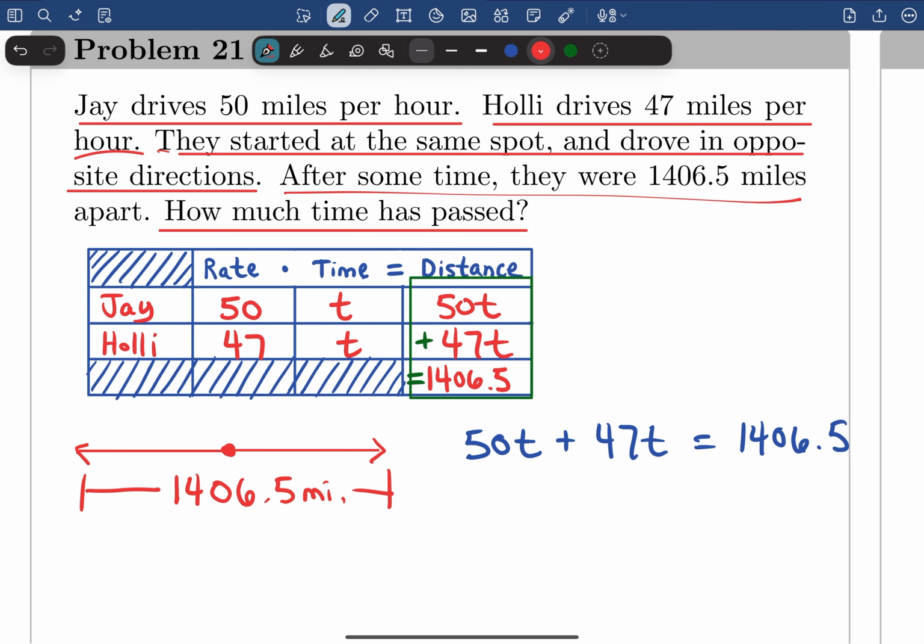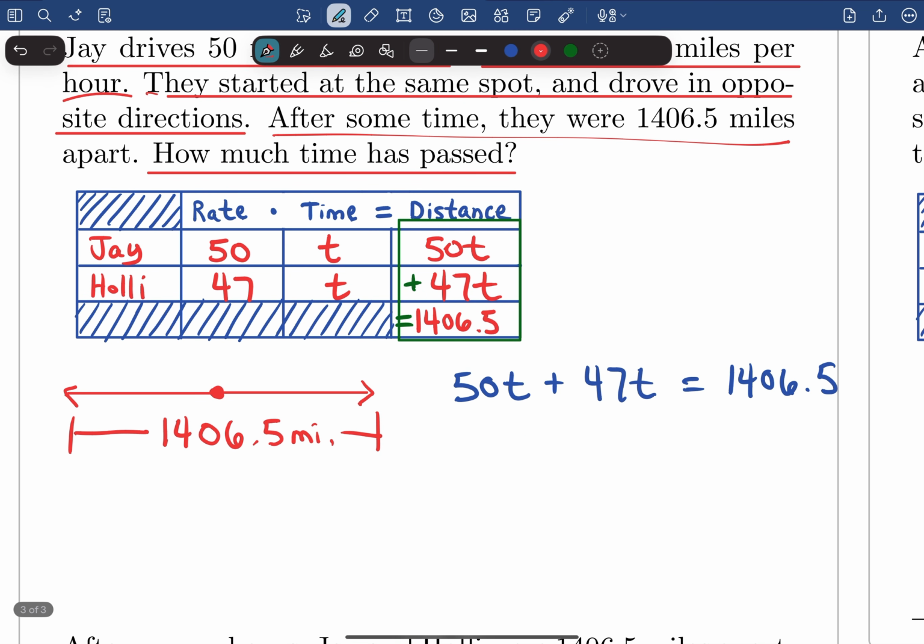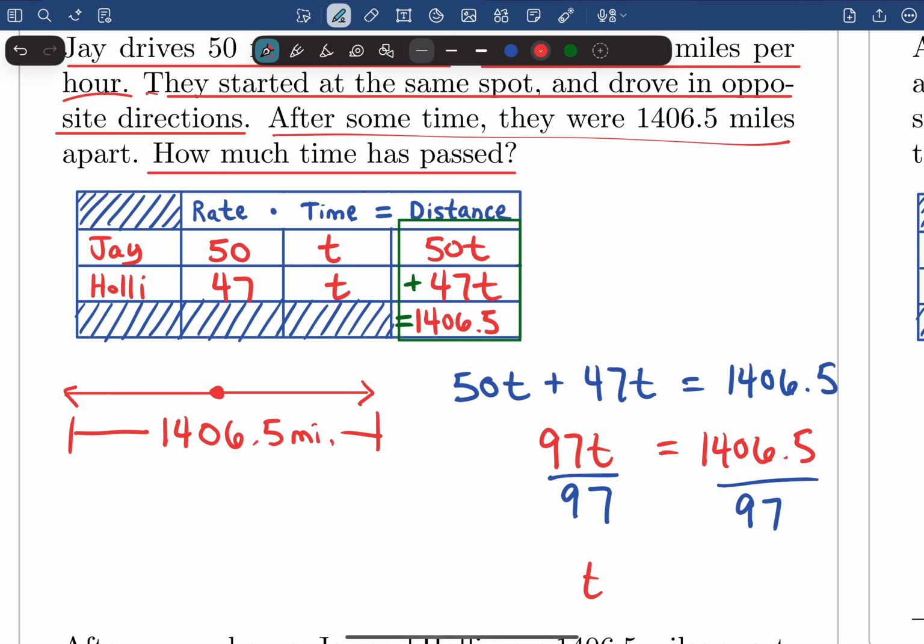It actually will go very fast because 50t plus 47t is 97t, and that equals 1,406.5. And now all I need to do is divide 97 from left to right. Okay, so we've now solved for t, and we get exactly 14.5.